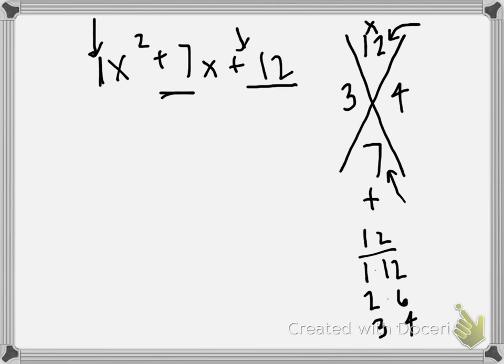And again, I know my signs are the same, right? I want them to add to give me a positive 7. Well, if you're going to have numbers with the same sign, they're going to add to give you a positive number. They both have to be positive, okay? So that's what this one over here is telling me.